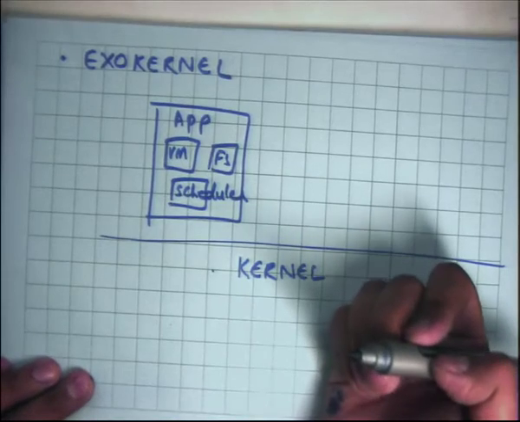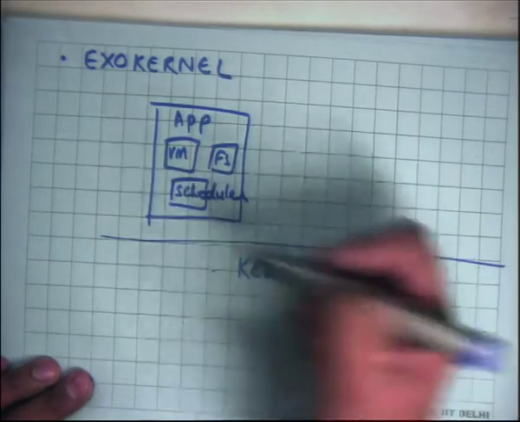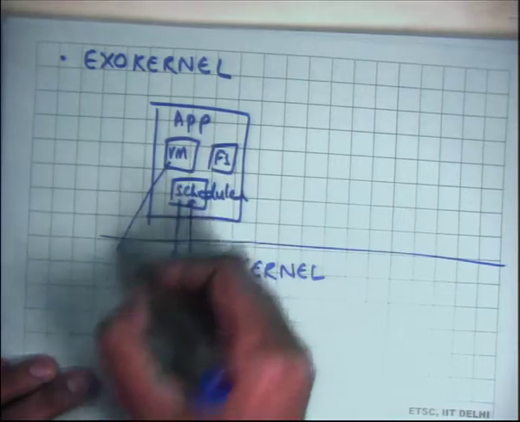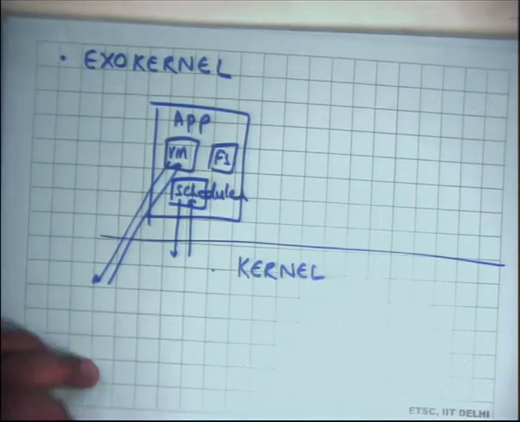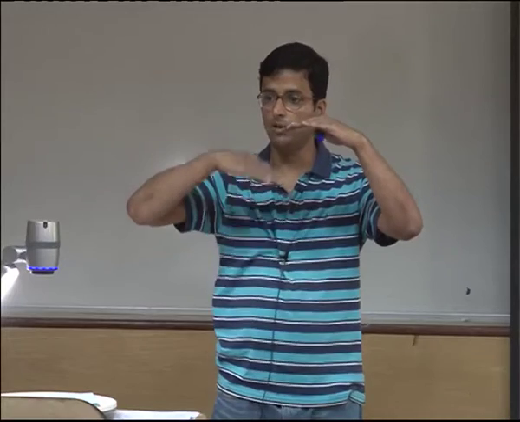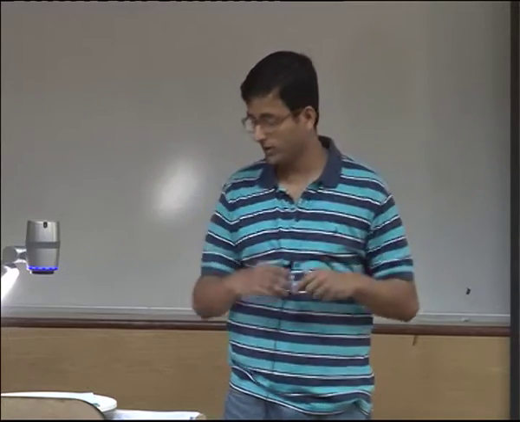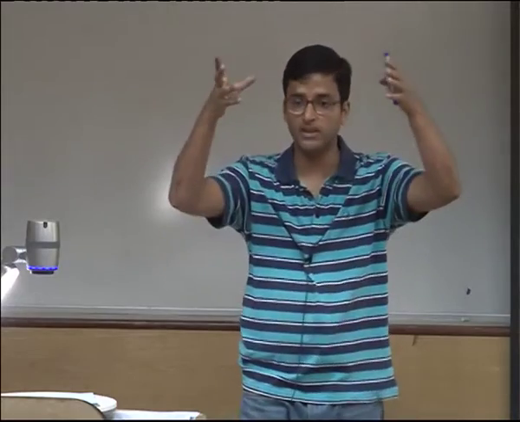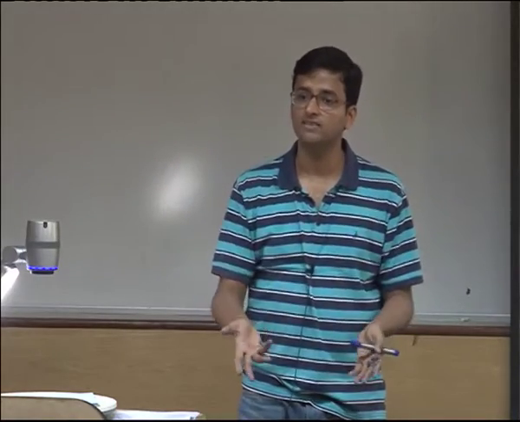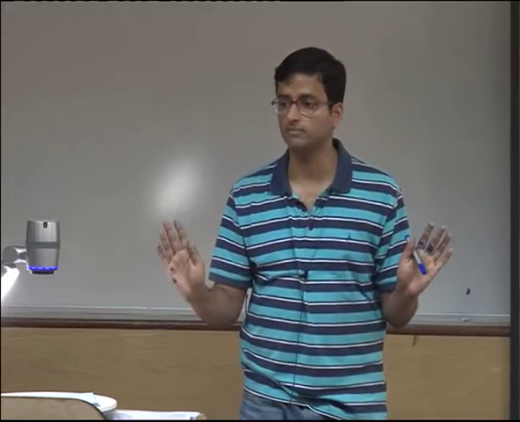Okay, but how can they do that? You provide interfaces such that these different modules can actually function, right? So you're basically moving the layer of abstraction one level below. Instead of exposing a file system to the application, you expose a raw disk to the application and let the application implement its own file system on top of it.